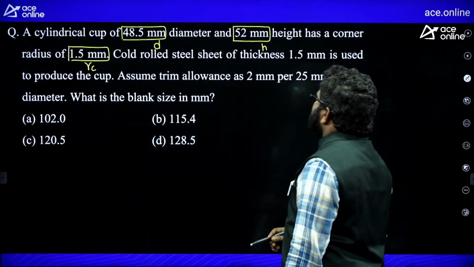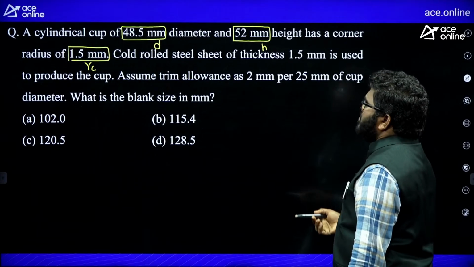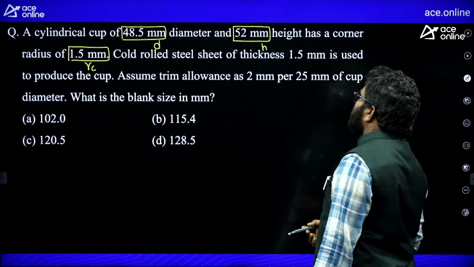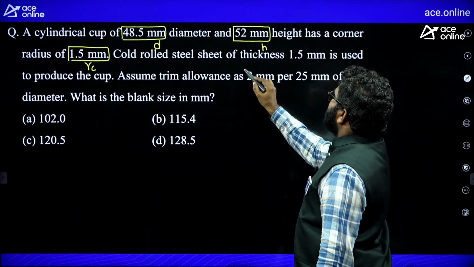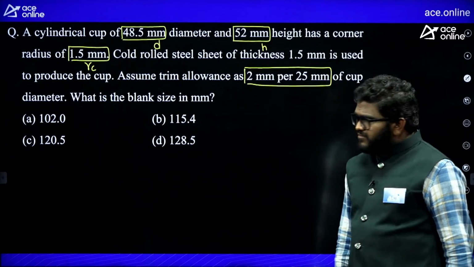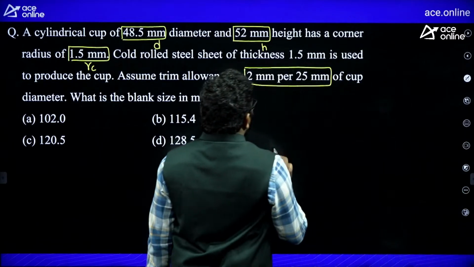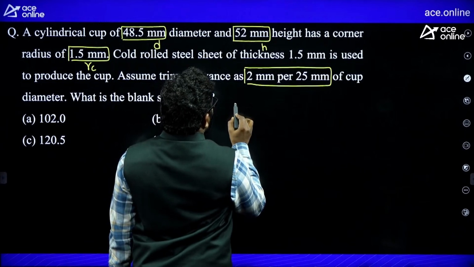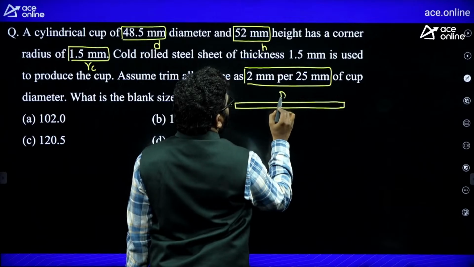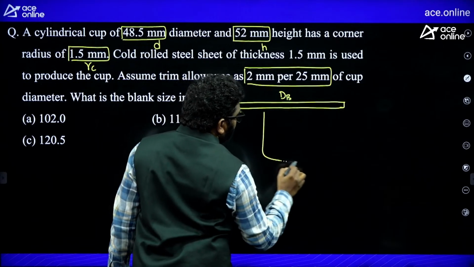Cold rolled steel sheet of thickness 1.5 mm is used to produce a cup. Assume trim allowances as 2 mm for a 25 mm cup diameter. This is important, that's why I'm explaining here. Listen carefully. I want to calculate the initial blank size. This is the initial circular blank, and from this blank I should make a cup.